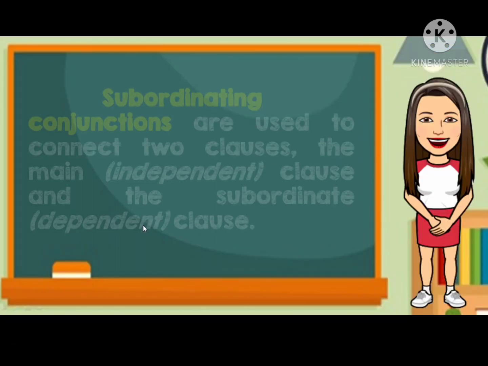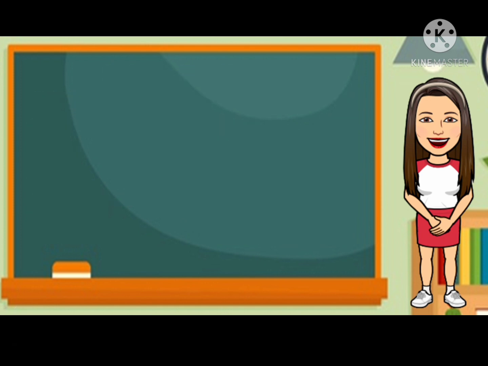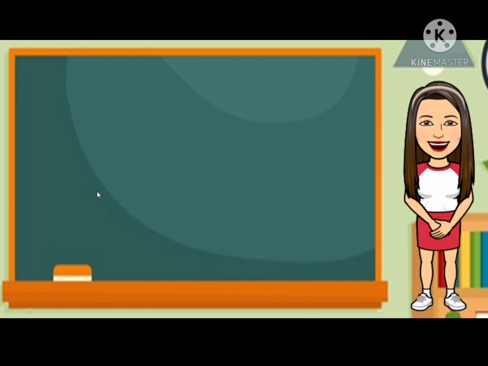Let's now move on to subordinate conjunctions. They are used to connect two clauses, the main or independent clause and the subordinate or dependent clause. A main clause or independent clause contains a subject and predicate and it can stand alone. A subordinate or dependent clause depends on the main clause because it does not express a complete thought. Subordinate conjunctions are usually found at the beginning or at the middle of sentences.